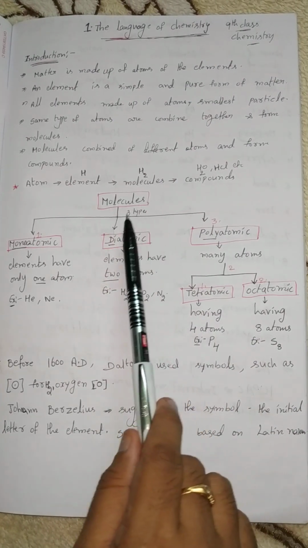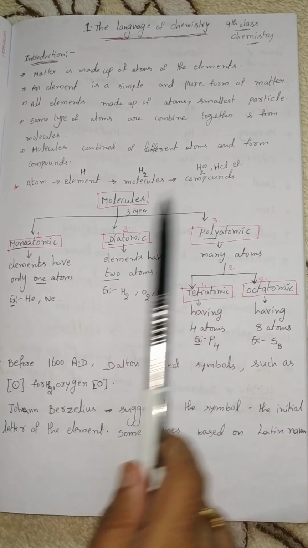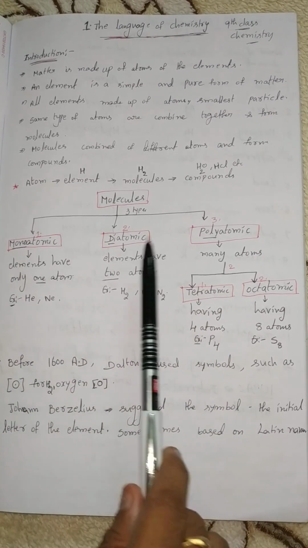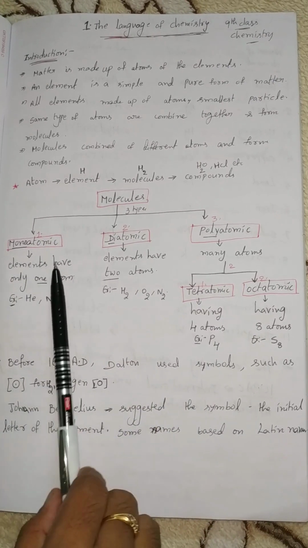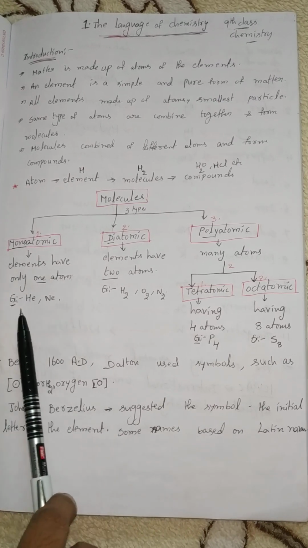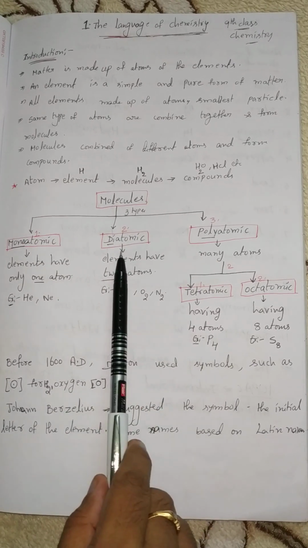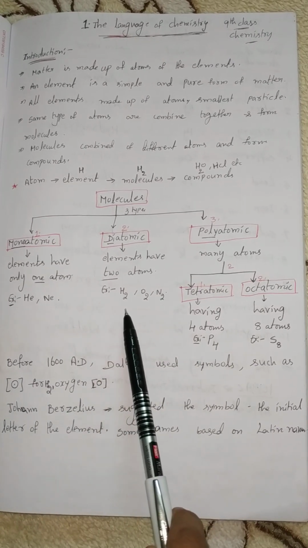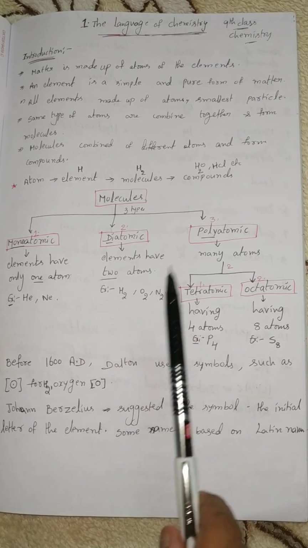Molecules are mainly of three types: monoatomic, diatomic, polyatomic. Mono means one, di means two, poly means many. Monoatomic means only one atom in the element, for example helium, neon, etc. Diatomic means two atoms in the element, for example H2 hydrogen, oxygen, nitrogen.